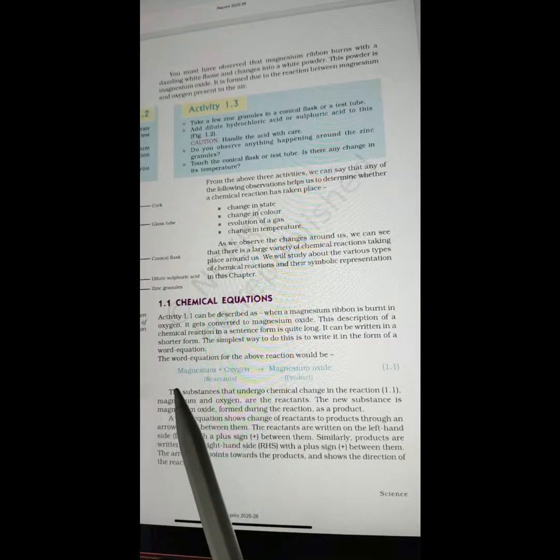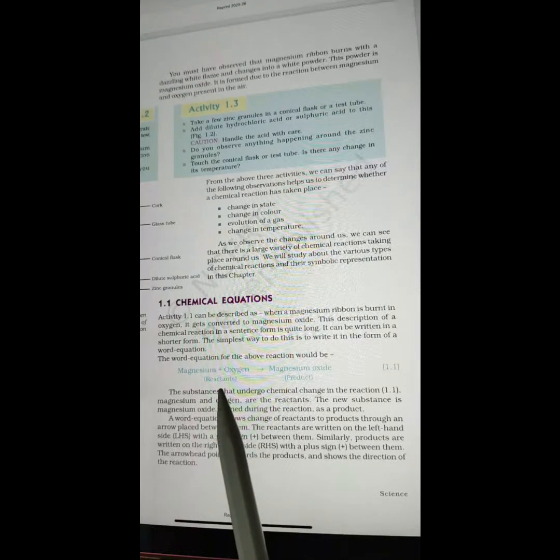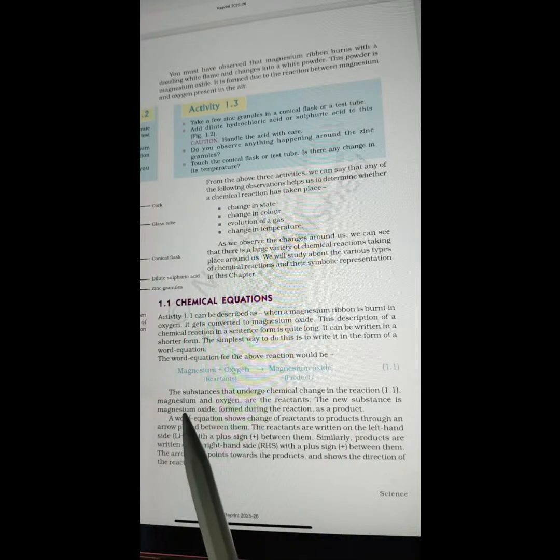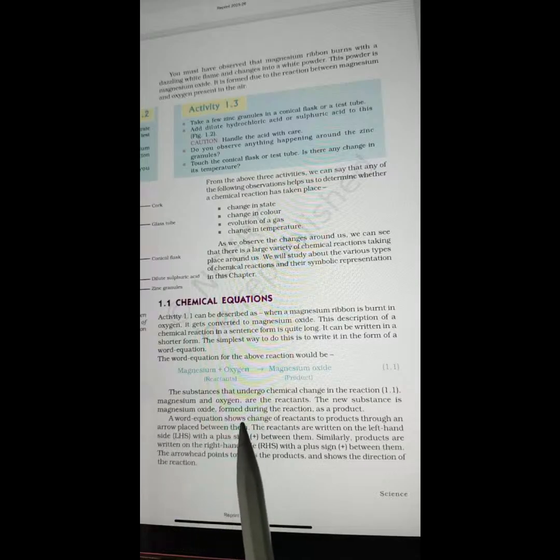The word equation for the above reaction would be magnesium plus oxygen. They are the reactants and the product is magnesium oxide. The substances that undergo chemical change in the reaction, here magnesium and oxygen, are the reactants. The new substance, magnesium oxide, formed during the reaction is the product.